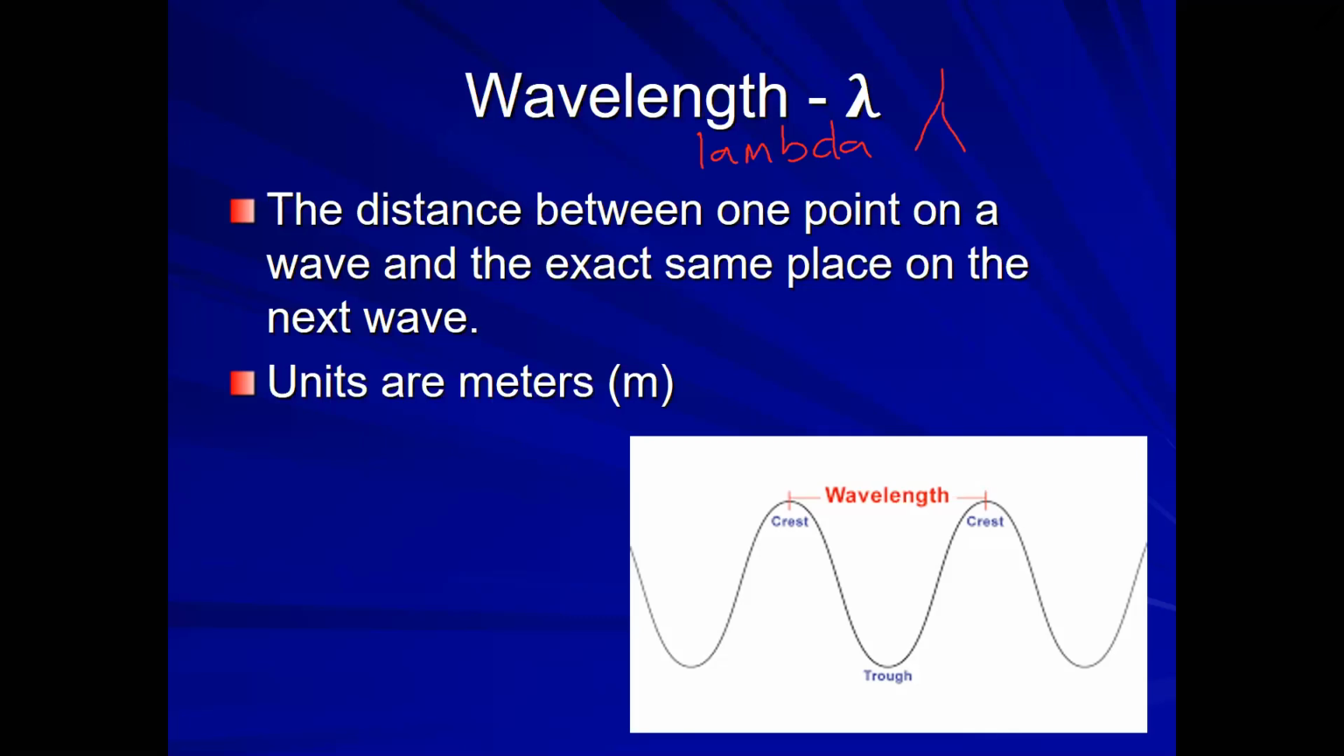All right, so that's a lambda, and it's the distance between one point on the wave and the exact same place. We just talked about that. It's a wavelength. We measure it in meters, just like any other distance, okay? So wavelength is measured in meters because it's a type of distance. That's the first part you need to know.